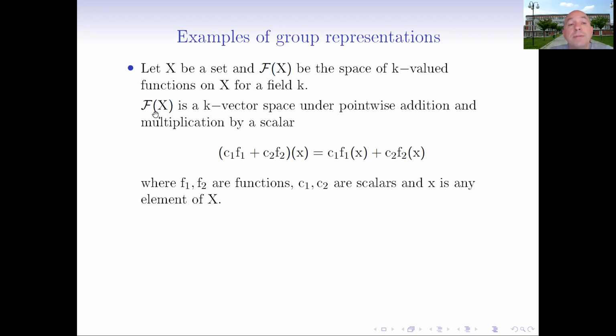So F calligraphic of X is a vector space with respect to the pointwise addition and multiplication by scalars. It means that if you take a combination C1 F1 plus C2 F2 for any two functions F1, F2 with values in K, and C1, C2 are scalars, then the evaluation of the linear combination of functions with coefficients C1 and C2 on x is the linear combination of F1(x), F2(x), and C1, C2, how it's written here. Also, I did not mention here, but this is also an algebra, of course, a commutative algebra, because we can take not only the sum and the multiplication by constants, but also the pointwise product of functions. This gives us the structure of a commutative algebra.